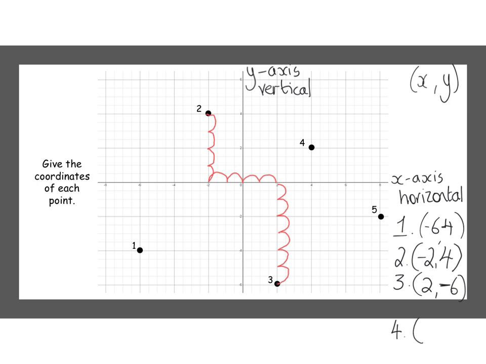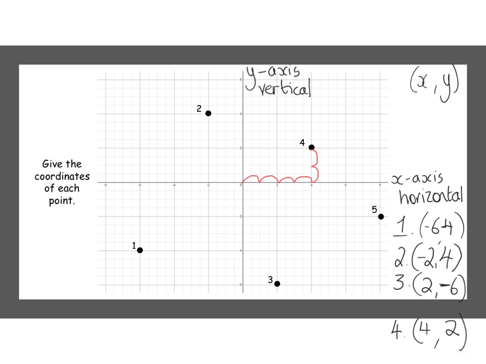4 then is next. So for 4, on the x-axis we have to go 1, 2, 3, 4, so it's going to be 4. And then we have to go up 1, 2.